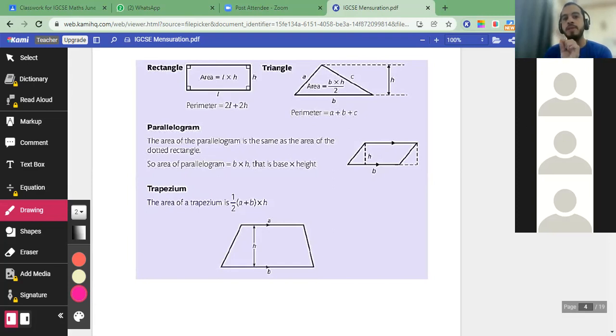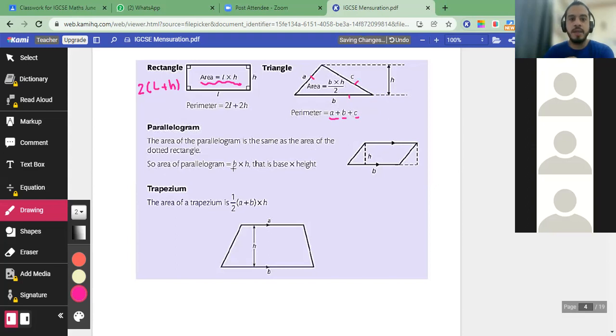And you need to memorize that the perimeter of the rectangle is 2 length plus 2 heights, or length plus height multiplied by 2. And you can write it like this. You need to memorize that the area of rectangle is length multiply height, or length multiply base. Area of triangle is base multiply height over 2, and the perimeter is A plus B plus C. You add them.